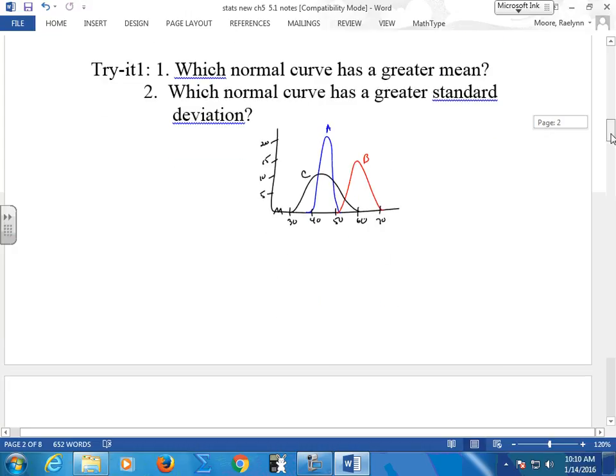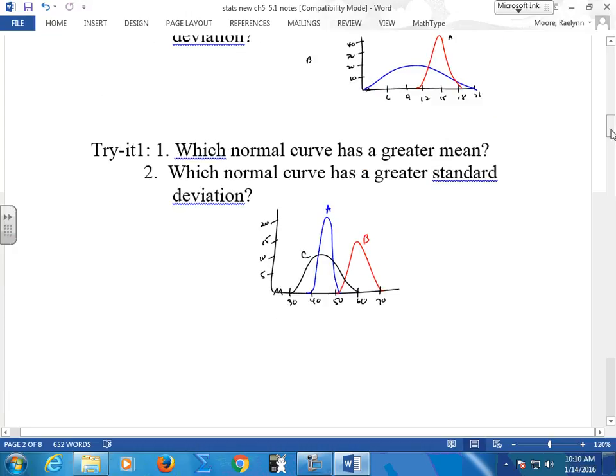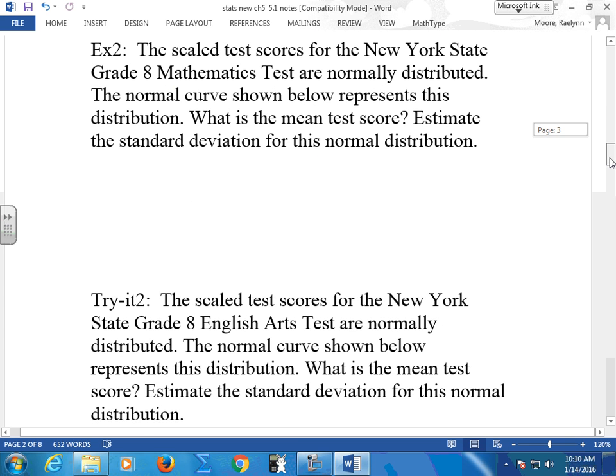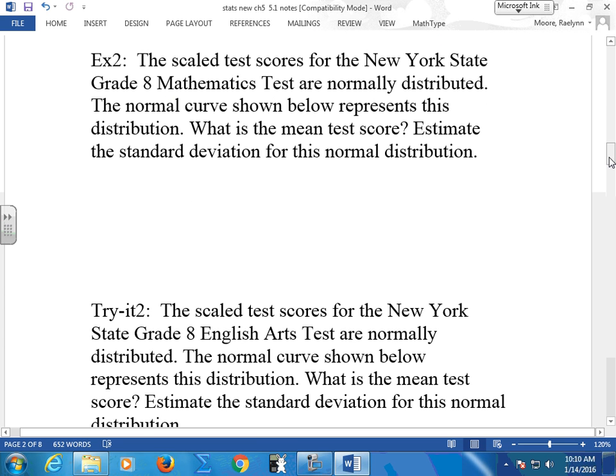Okay. So the same thing with this one. Which one would you say, A, B, or C, has the greatest standard deviation? C. Which one has the least, the smallest standard deviation? A. They're all normal curves, but they can be different shapes depending on where your standard deviation is. Okay, so just so that you get a good feel for that. Some of these are kind of useless to go through because you know a lot of these already.